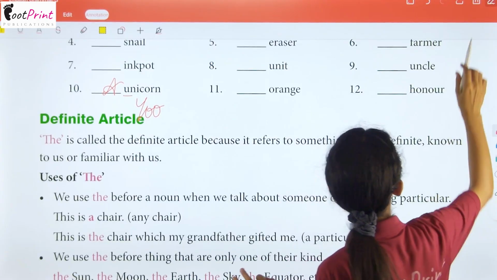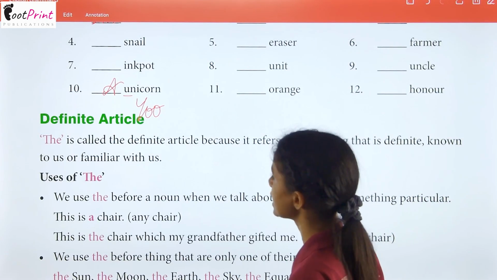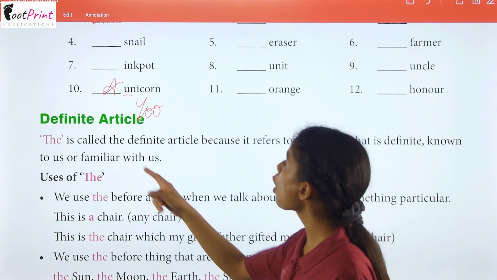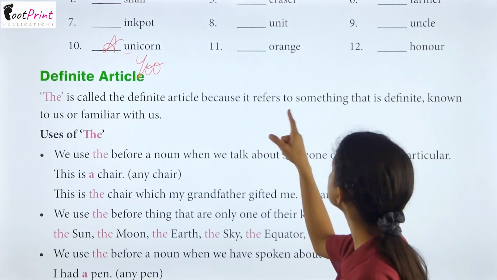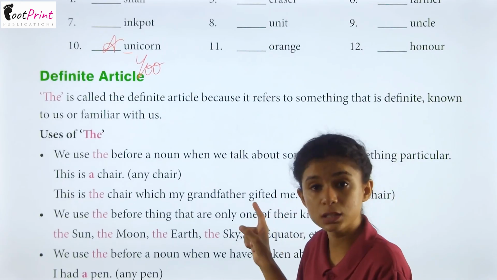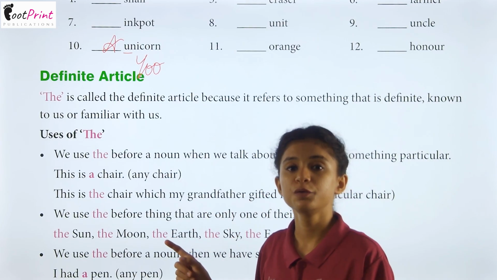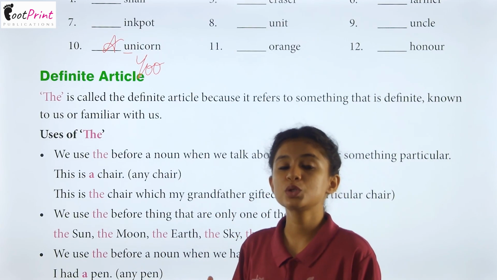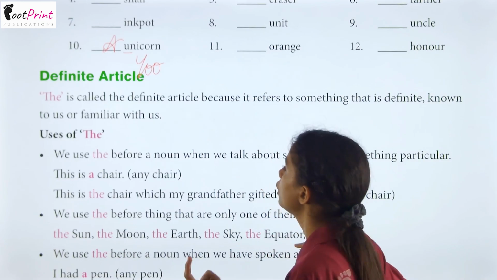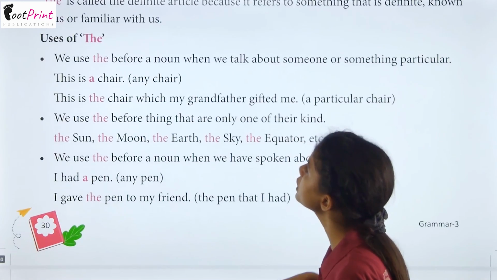Now we will talk about the definite article, that is the. It is called the definite article because it refers to something that is definite, that is known to us, which we already know, with which we are familiar. Let's see what the uses of it are.